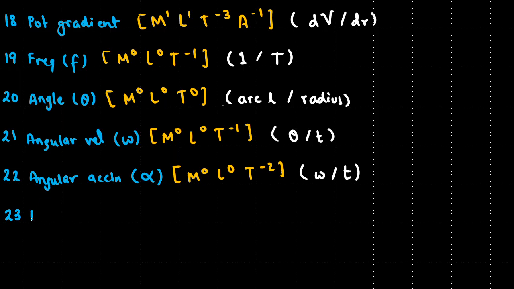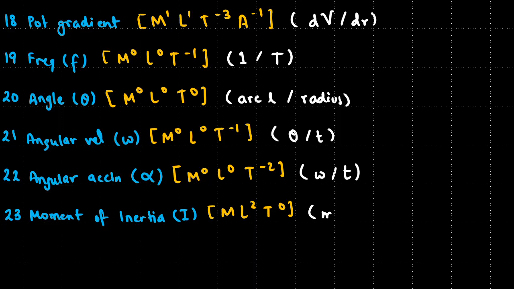Another one that we are going to talk about is moment of inertia, which is represented by the capital I, and its dimension is M L square T0, because its most common formula is mr square.